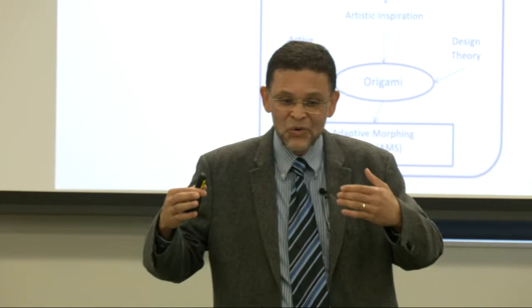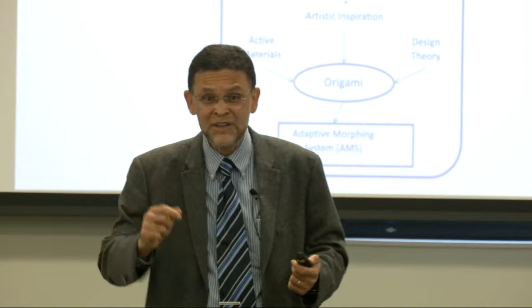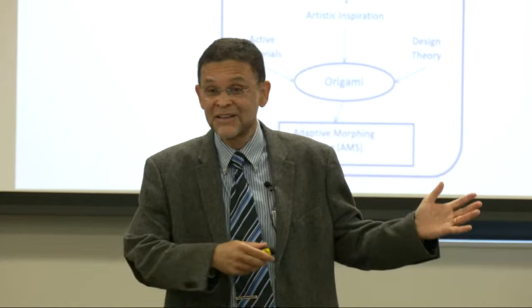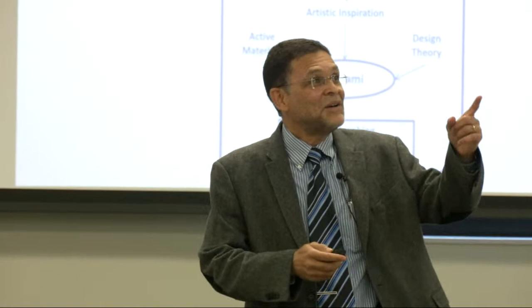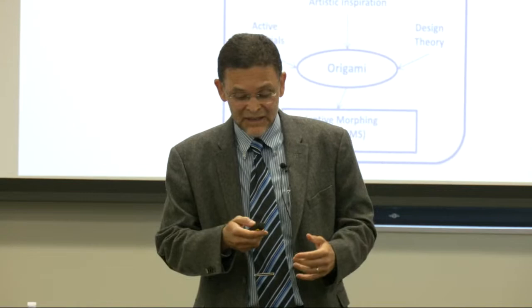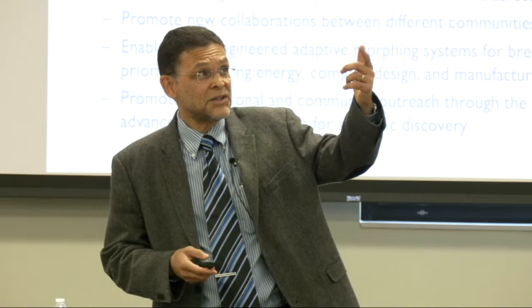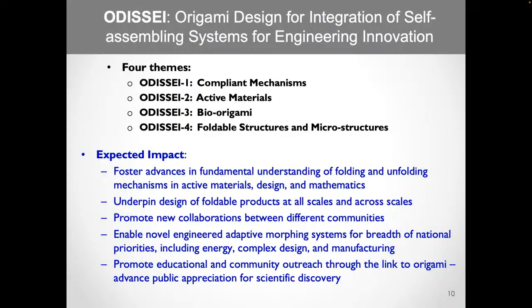To integrate the brain. The brain is only one. We should use both sides, not just one side. I have used mostly one side most of my life, but in the past decade or so, I'm trying to use both. And then integrated with active materials, design theory to do origami, and adaptive morphic systems, and the main areas were compliant mechanisms, active materials, bio-origami, DNA folding, protein folding, foldable structures and microstructures.